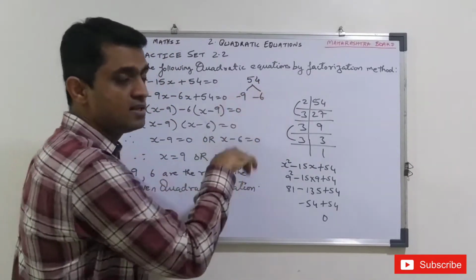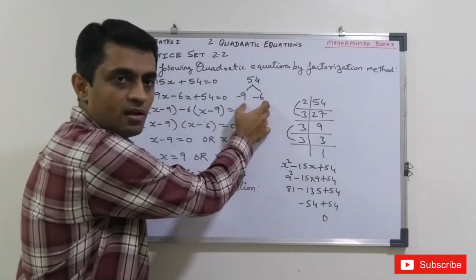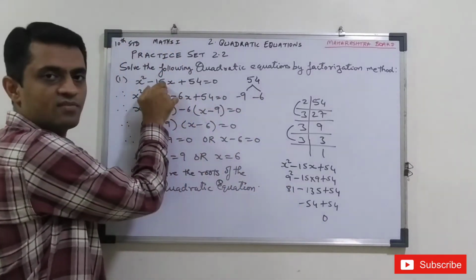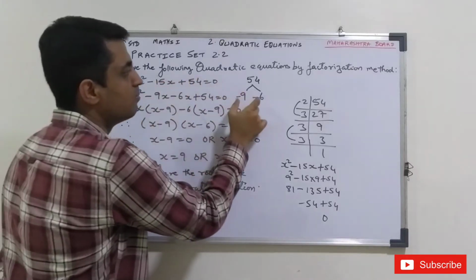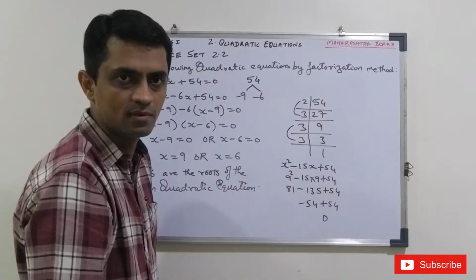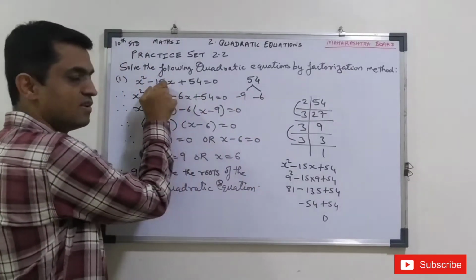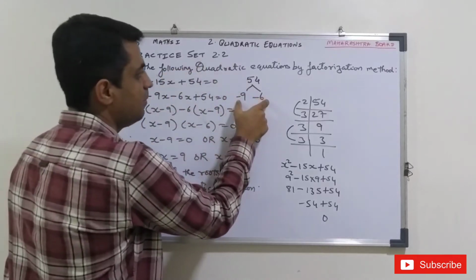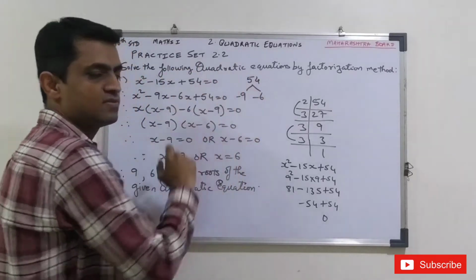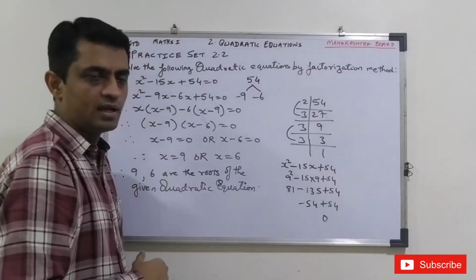Now we have to split 54 in such a way that when you add the numbers, you will get minus 15, and when you multiply the numbers, you will get plus 54. I repeat, when you add the numbers, you will get minus 15, and when you multiply, you will get plus 54. Okay?